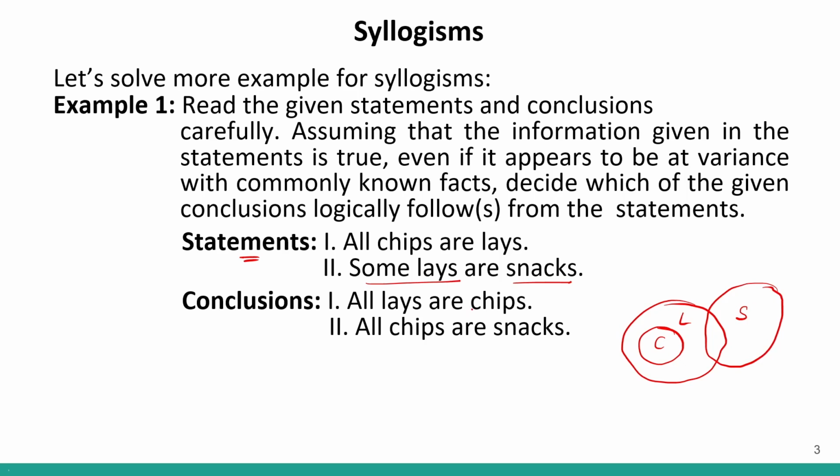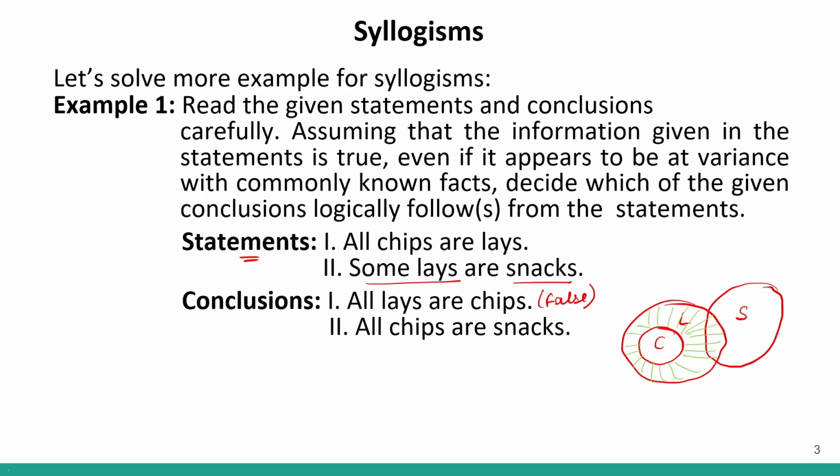Now let us look at the conclusions. Conclusion 1 says all Lays are chips. So definitely this is a false conclusion. Why? Because all chips are Lays, but all Lays are definitely not chips. If you look at this part, I'm using a different pen to highlight. This portion is Lays, but this portion is not chips. So all Lays are chips is incorrect because there is a portion that is Lays but not chips. This is a false statement.